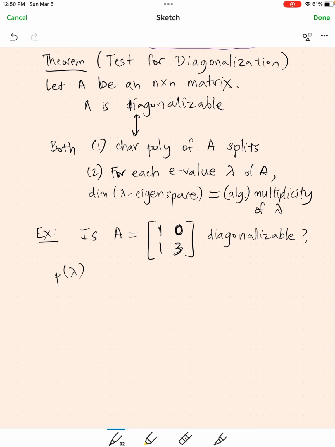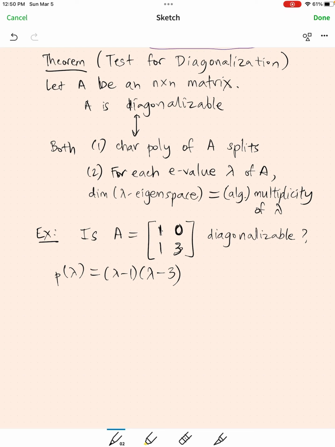P of lambda is lambda minus 1 times lambda minus 3. Right. You could also just do it out. I mean, you just take away lambda along the diagonal and multiply them, and you're going to get this. Okay, so this characteristic polynomial splits.